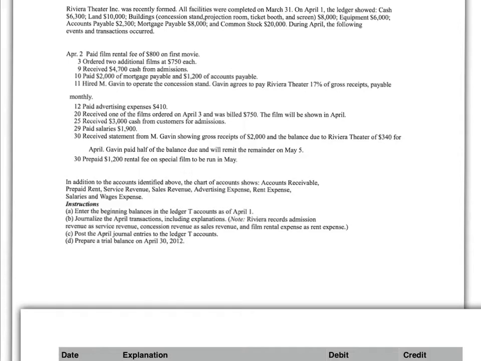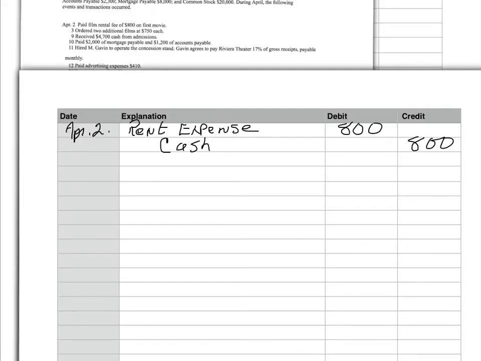Paid film rental fee of $800 on the first movie. So, April 2nd, debit rent expense. Now, notice the debit is very close to the line here. $800, because rent expense went up and expenses increased on the debit side. And I paid cash, so my cash went down, so I credit cash $800. Cash is an asset, and it decreases on the credit side.